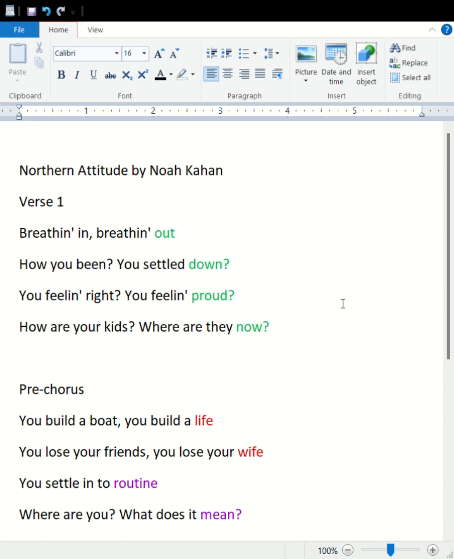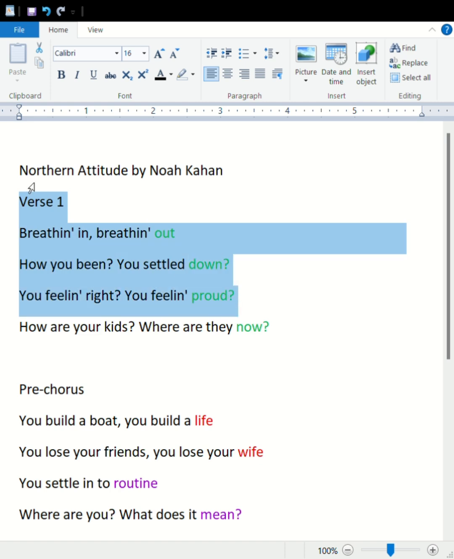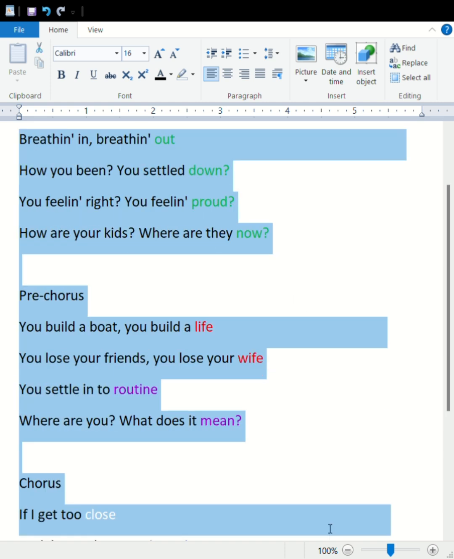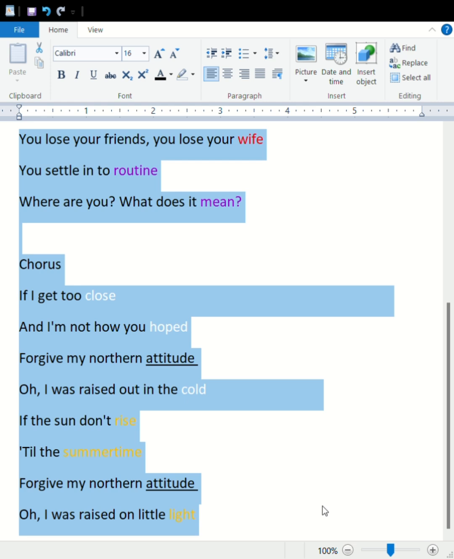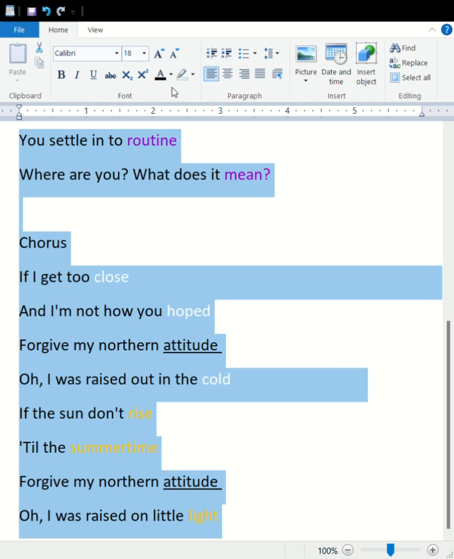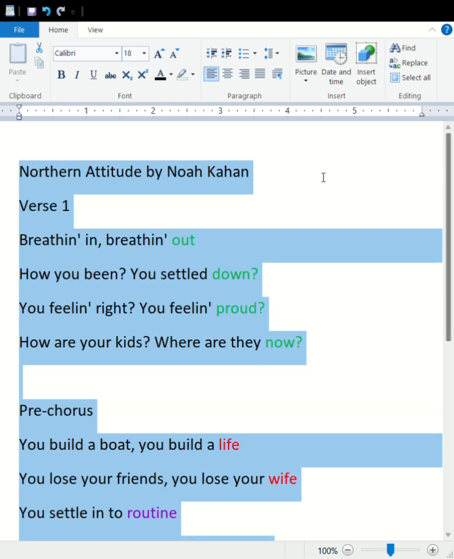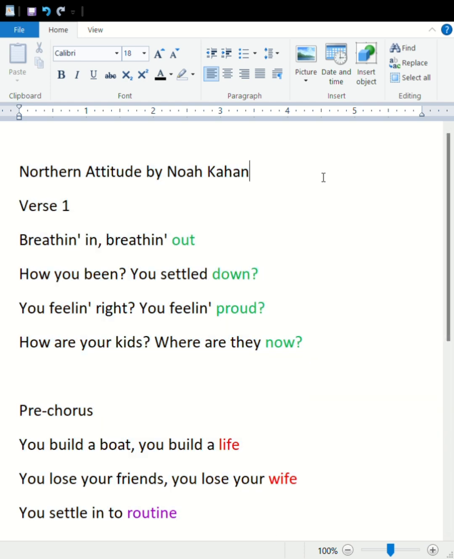So to begin with, I chose a song that I really like that I recently discovered. It's called Northern Attitude by Noah Kahan. And in this song, there are a couple different rhyming techniques that are used, so I'm going to be talking about that. I'm going to keep it simple and talk about two different rhyming techniques.